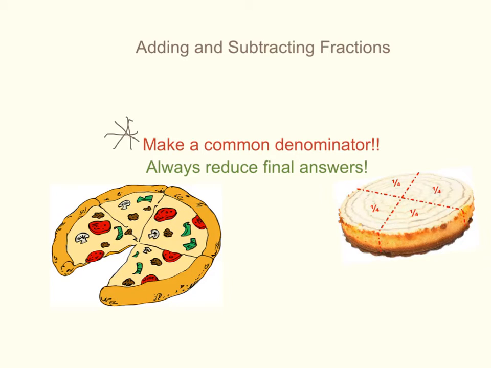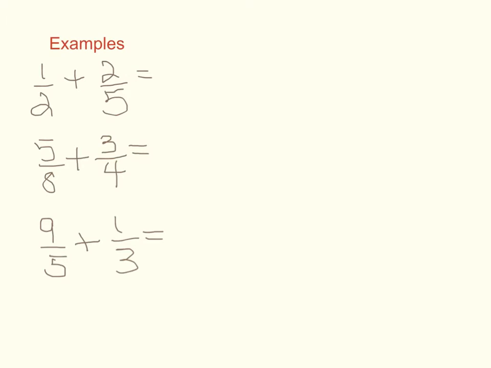That's really important. And then you should always reduce your final answers in the end, so you should always look to see are there common factors that you can divide both the numerator and denominator of the fraction by in order to reduce your answer to lowest terms. So let's look at some examples.